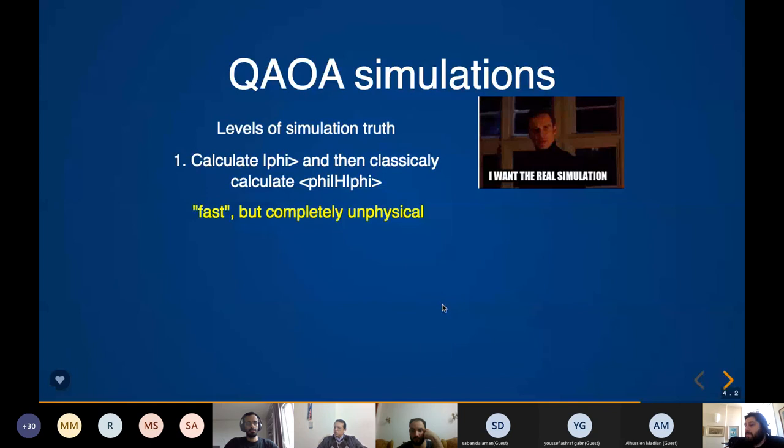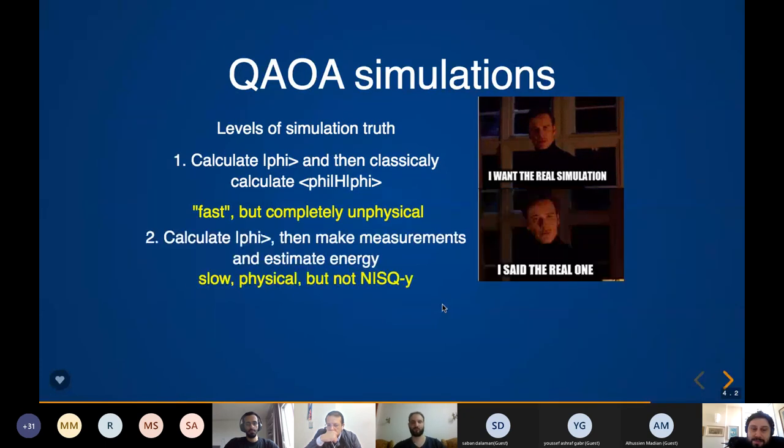Okay, so if you, for example, at home want to run a QAOA, what can you do? You can simulate it, of course, not on a quantum computer, but with Qiskit or something, or PennyLane. Usually you can calculate immediately the expectation value of a Hamiltonian in the given state. But it's not close to experiment, because this is fast, but in experiments you have measurements and you have to then estimate the energy from that.